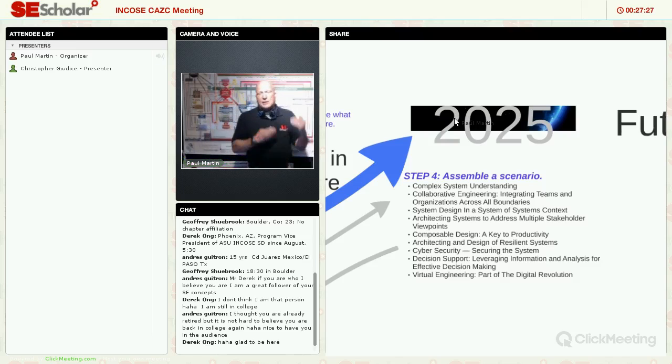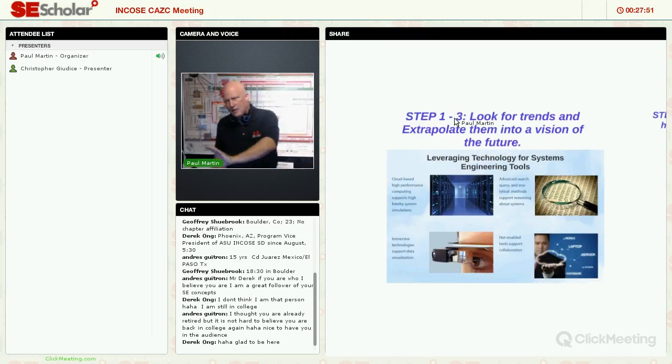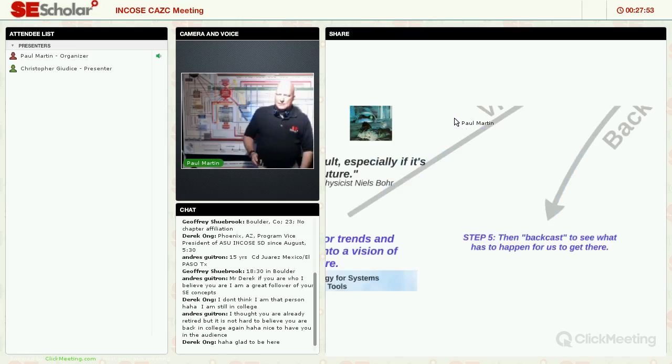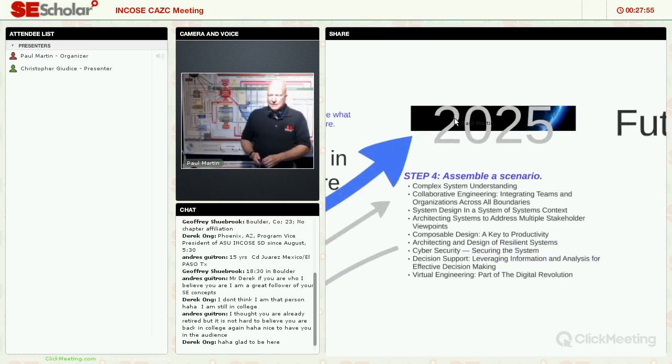Looking at cybersecurity in more depth as we go along. And then decision support using the information and analysis of perhaps big data as we're pulling that in. And then virtual engineering, making that part of the digital revolution where we'll be able to see those models. So as you can see from this part here, we actually go into assembling the scenario in order to show that it works. So that's step 4.